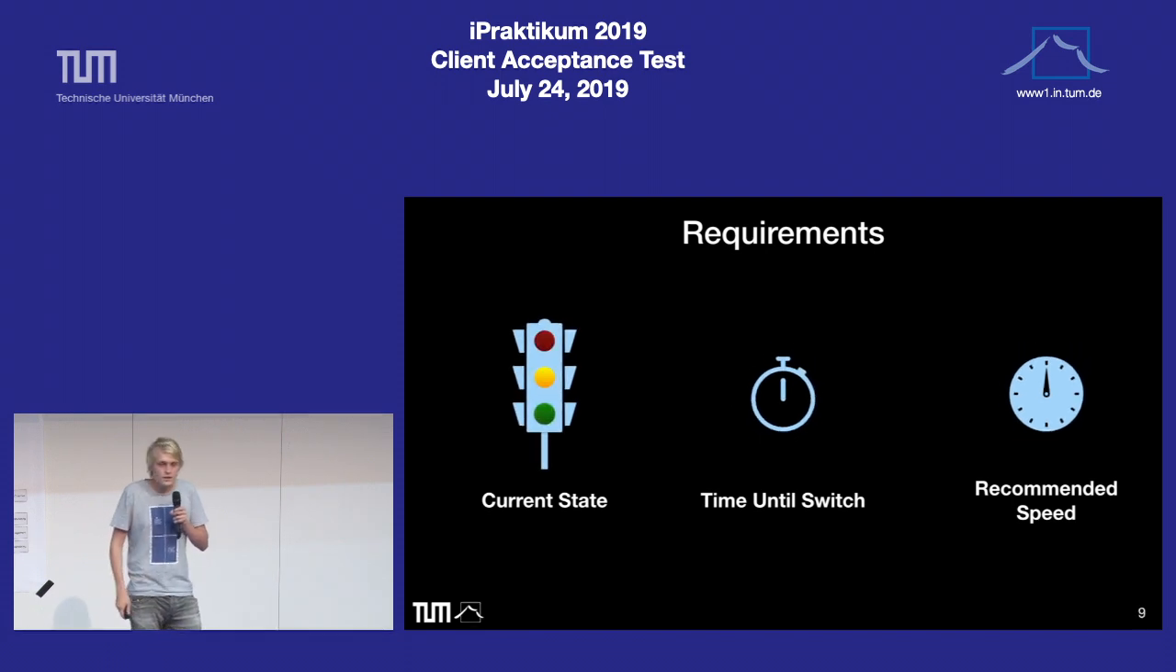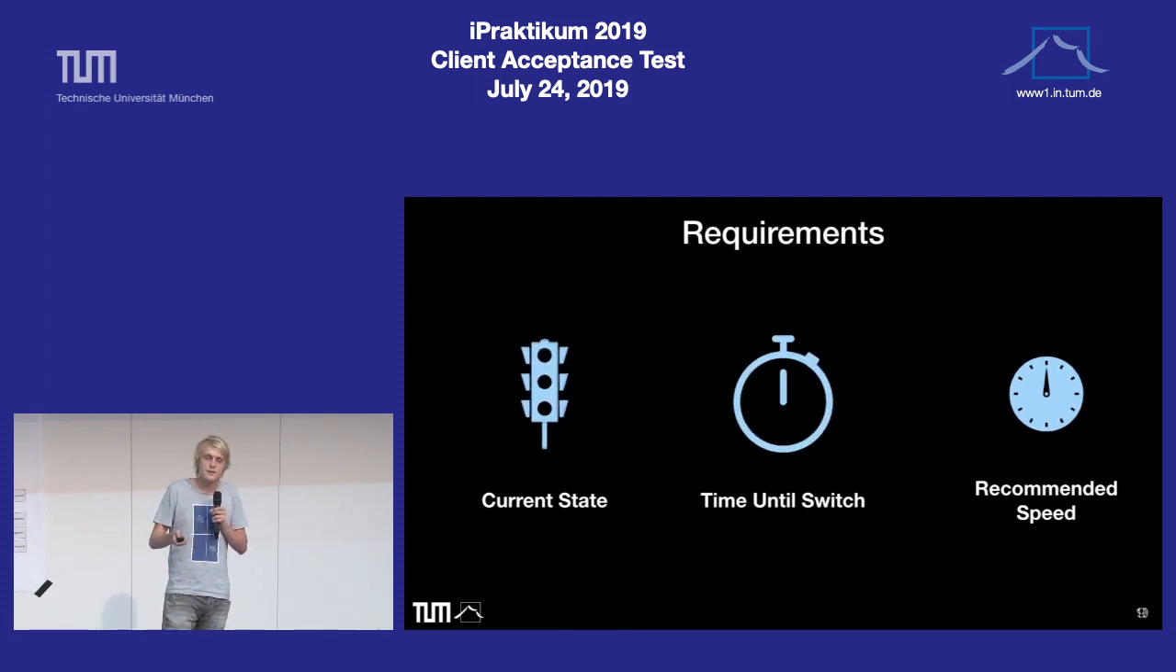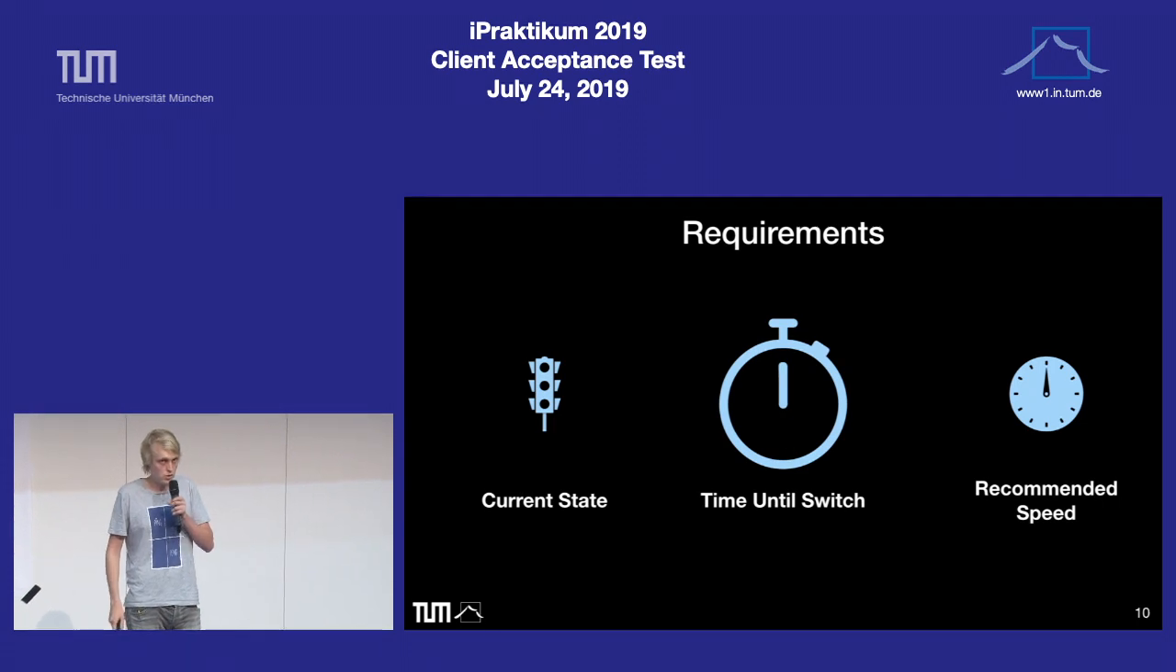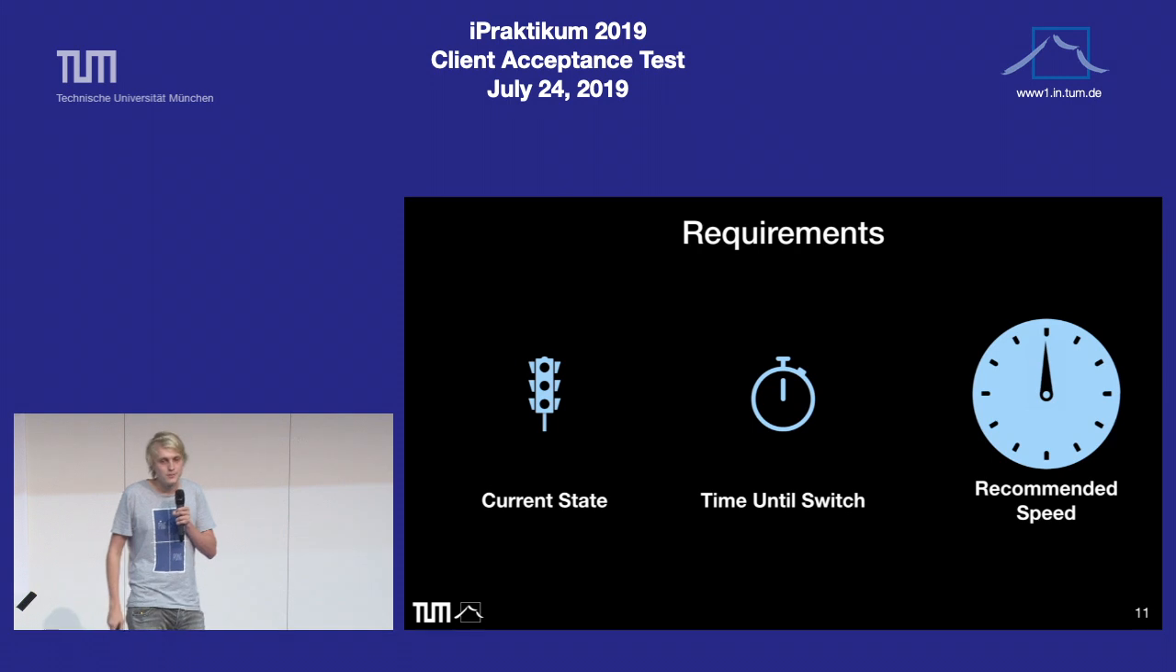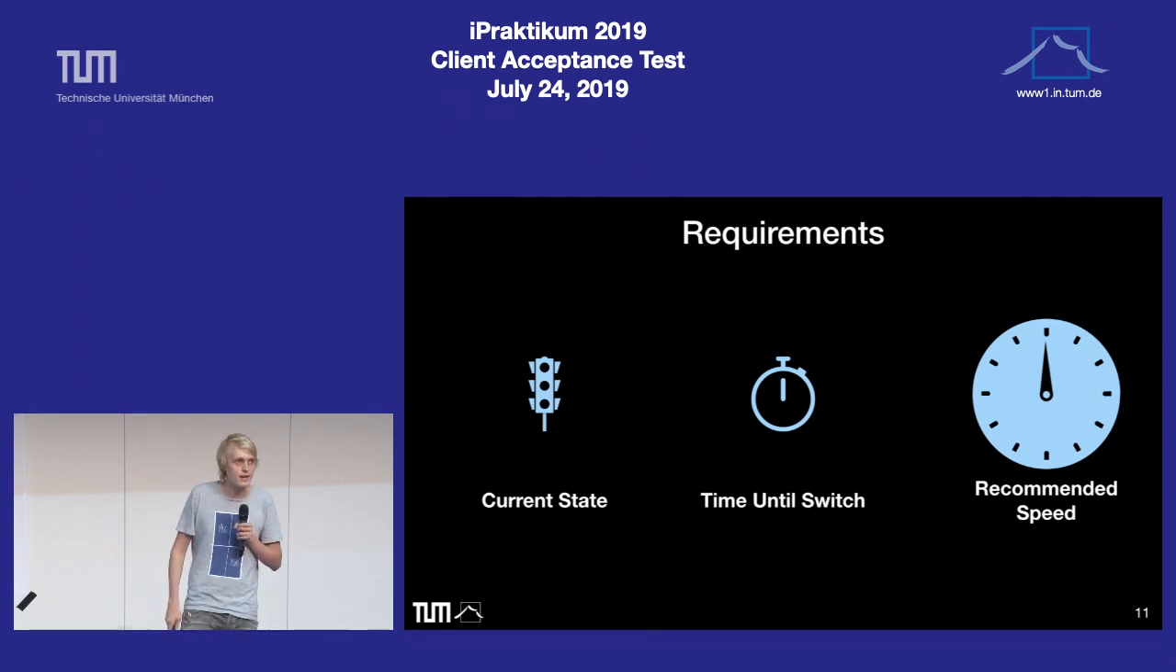So let me show you what should be displayed. First, the current state of the traffic light, then the time until it's going to switch, and the recommended speed, which tells the driver exactly how fast he has to go to reach the traffic light when it's green.